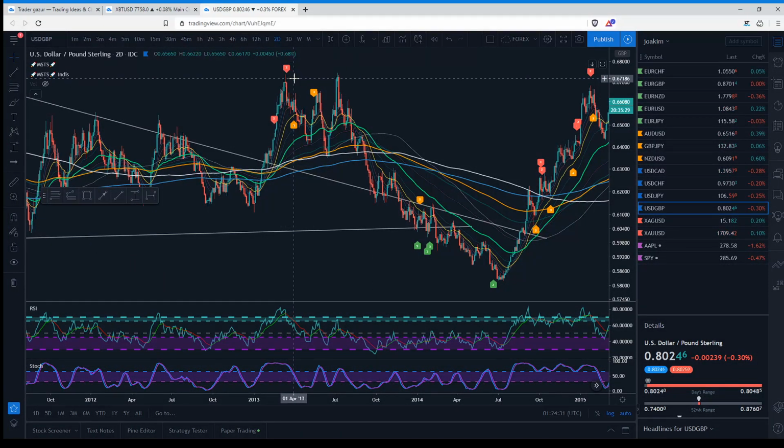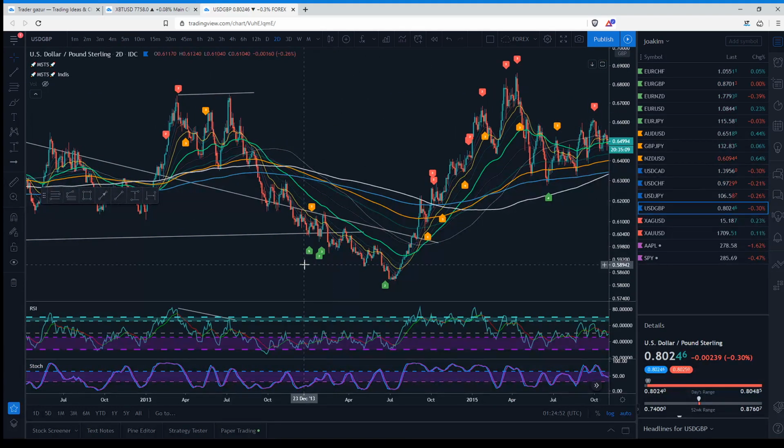Is there any divergence on the 2-day? Oh, there is here. There is divergence here between this point and this point. This could have been played easily. You could have had a stop loss here easily. Here you have what seems like a fake out. Let's check.